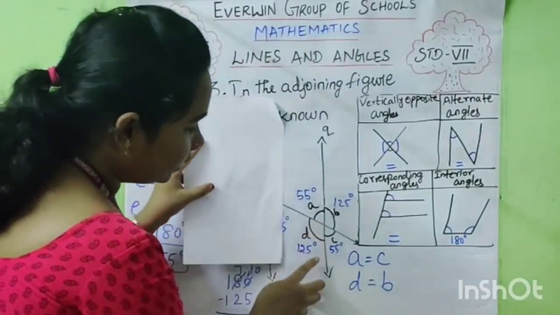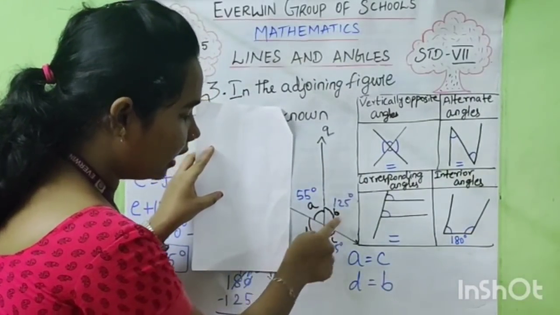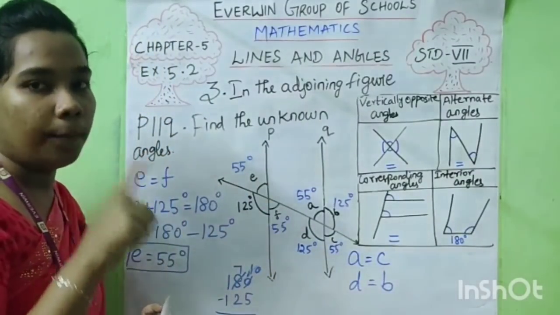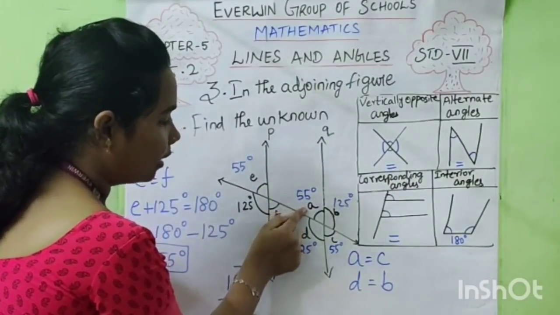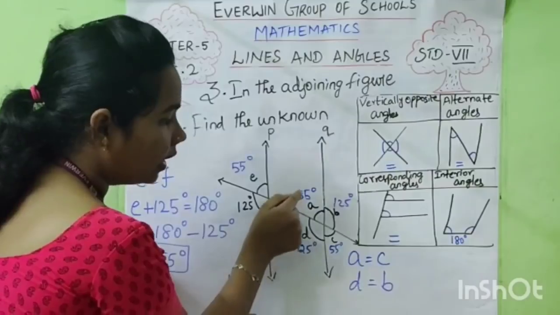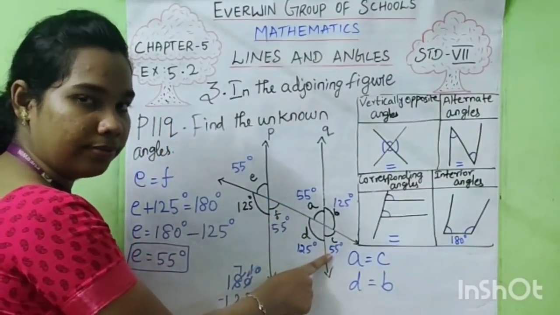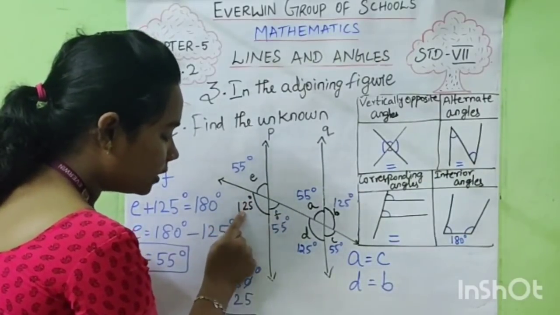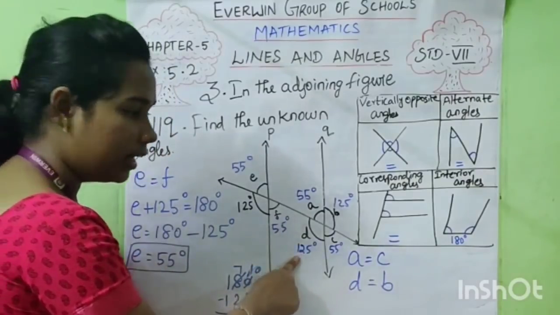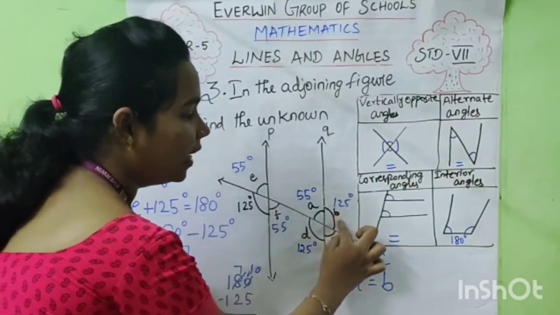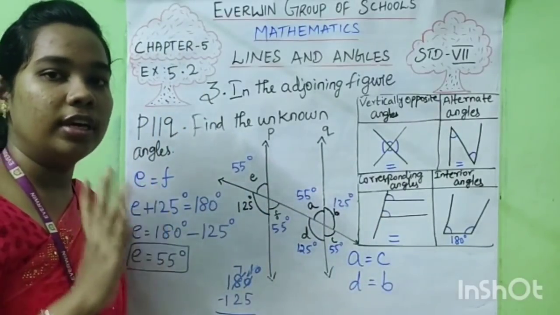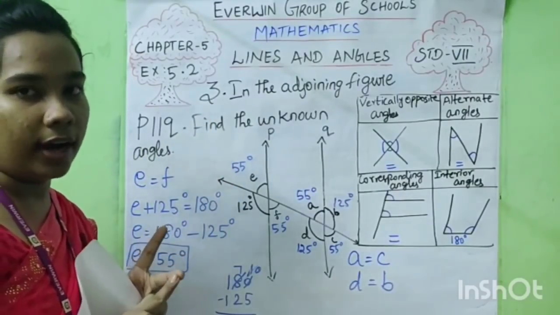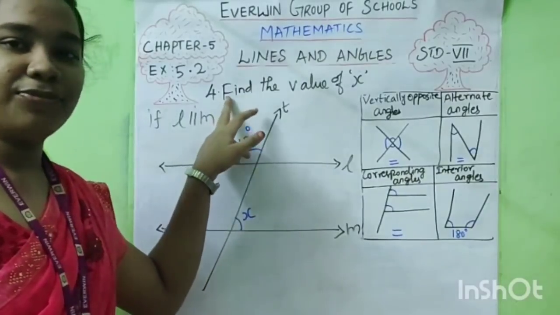And then we look at this. Next, A equals C and D equals B by vertically opposite angles. And then we use the corresponding angles property. E is corresponding to A, so E is 55 means A is also 55. A is 55 means C is also 55. Next, D is corresponding to this 125 degrees, so D is also 125 degrees. Since D equals B, B is also 125 degrees. So the properties we are using are vertically opposite angles and corresponding angles. That's it, children. Clear?